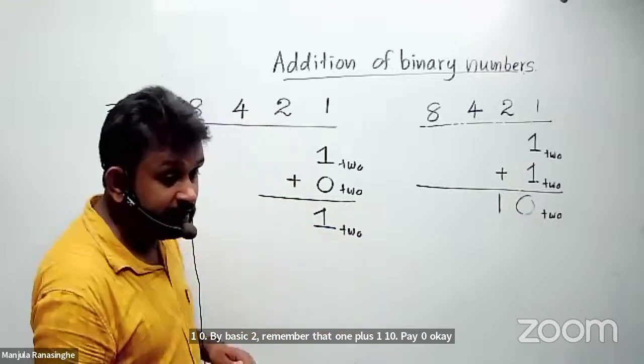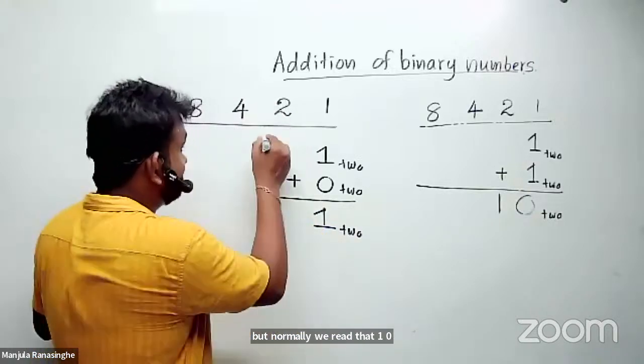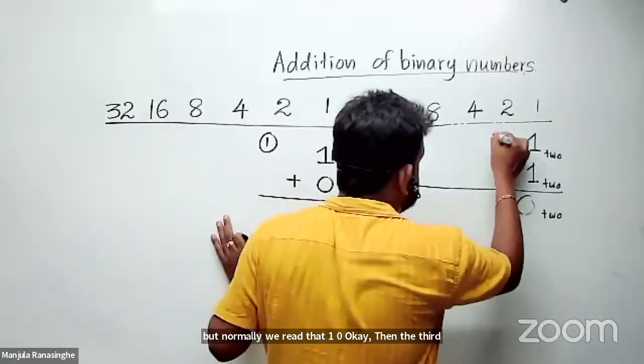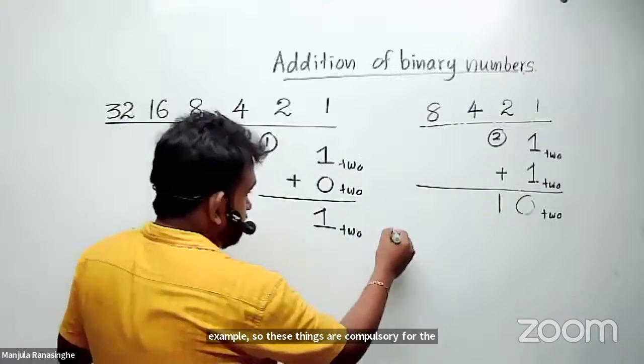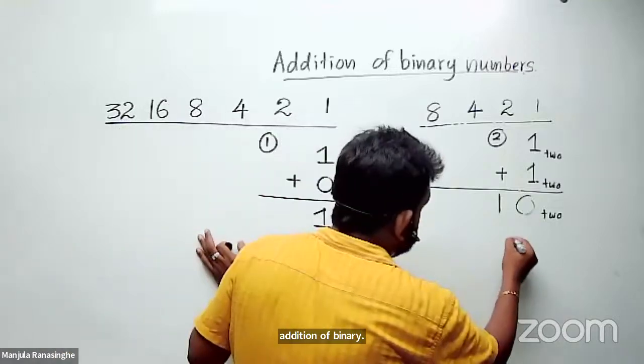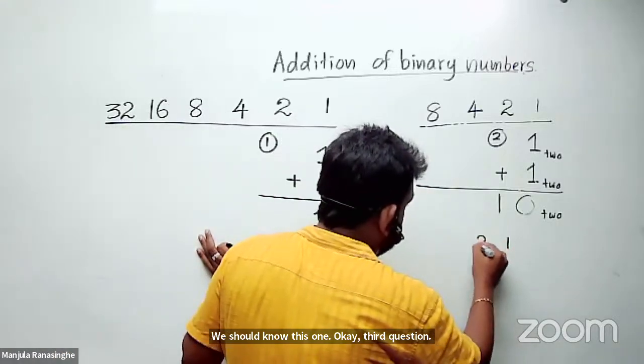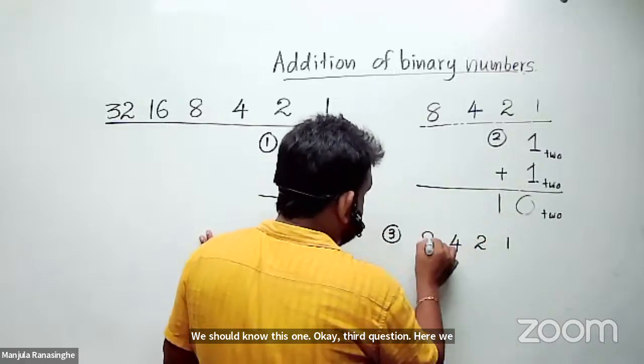Now, okay, I think. Then the third example. These things are compulsory for the addition of binary. We should know this one. Okay, third question. Here we have the bases, I am writing, for your reference, to understand the logic.